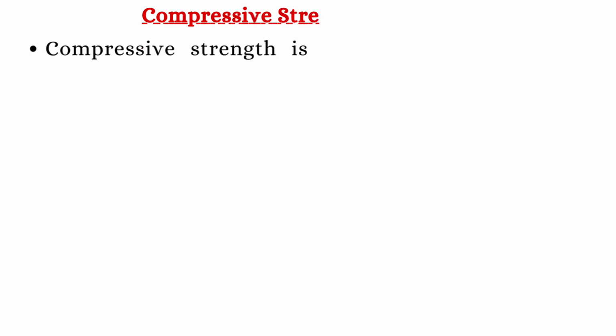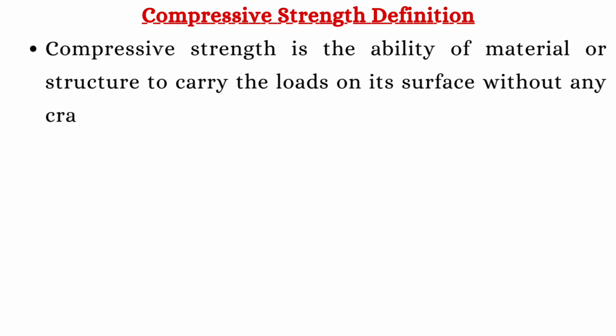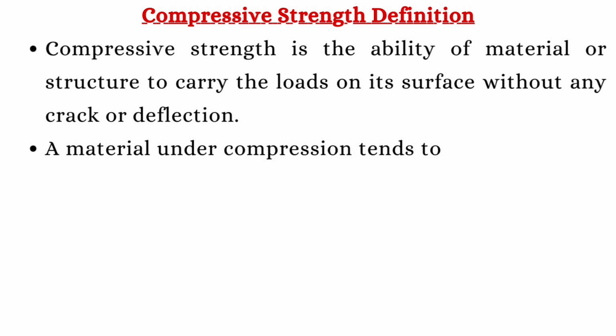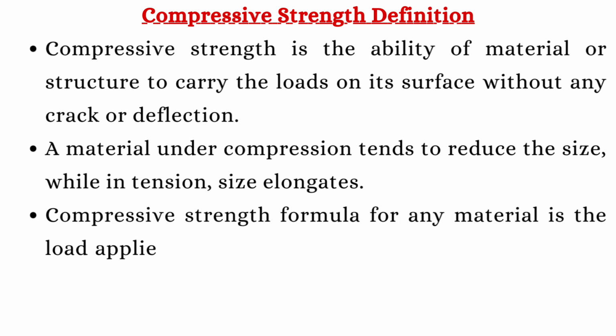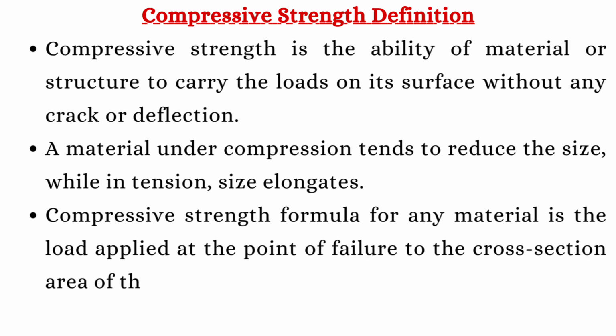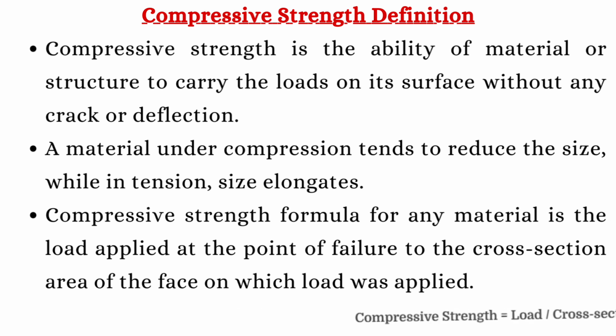Compressive strength definition. Compressive strength is the ability of a material or structure to carry loads on its surface without any crack or deflection. A material under compression tends to reduce in size, while in tension the size elongates. The compressive strength formula for any material is the load applied at the point of failure to the cross-section area of the face on which the load was applied. So compressive strength is equal to load by cross-sectional area.